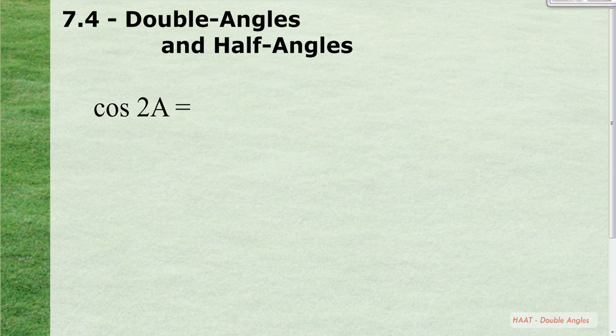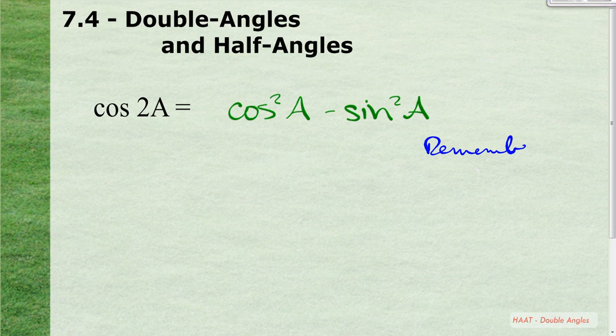Now, for cosine of 2a, this is interesting, because if you look in your book, there are 3 different formulas for this, and it actually makes some sense why they have it the way they do. From the first thing that we did, that's going to be cosine squared a minus sine squared a. But now remember, sine squared a and cosine squared a have a special relationship, because sine squared a plus cosine squared a is equal to 1. And so because of that, sine squared a is equal to 1 minus cosine squared a.